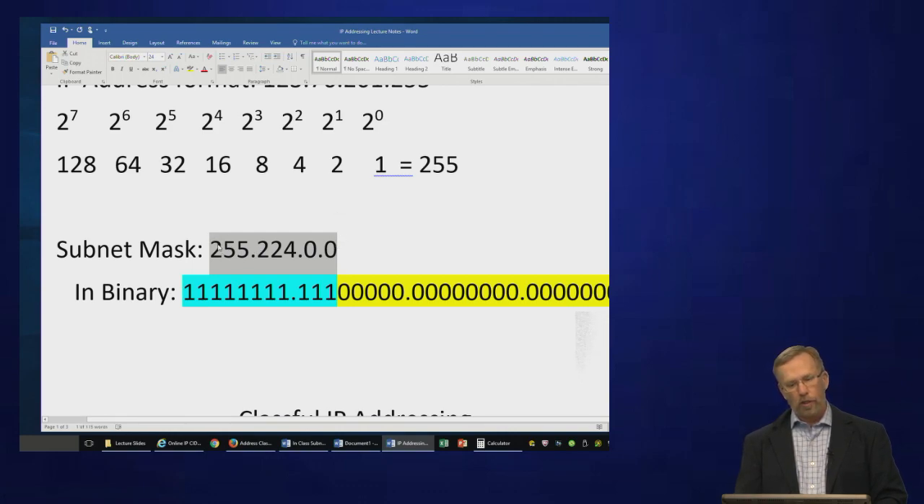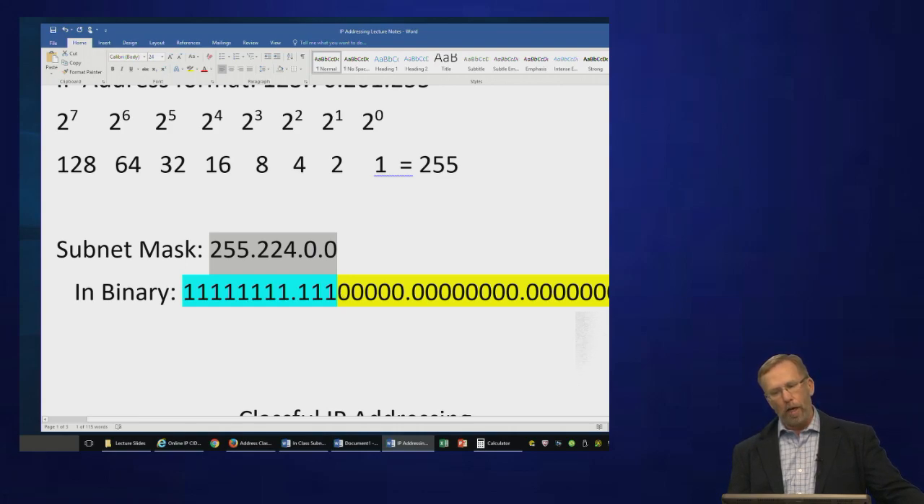Again, when we break these numbers down into their binary equivalents, they will always break down so that we have all ones on the left and all zeros on the right. So in this case, I have 8, 9, 10, 11 bits that identify the network. There are 32 bits in total, 4 8-bit sections. So 32 minus 11 leaves us 21 bits that identify the host.